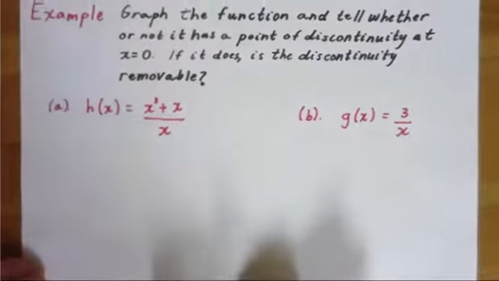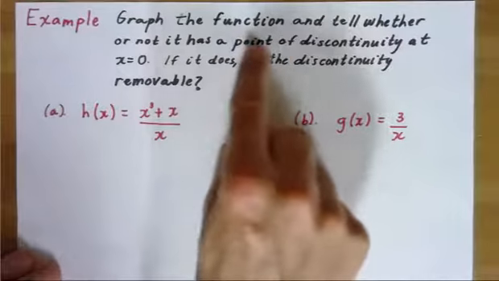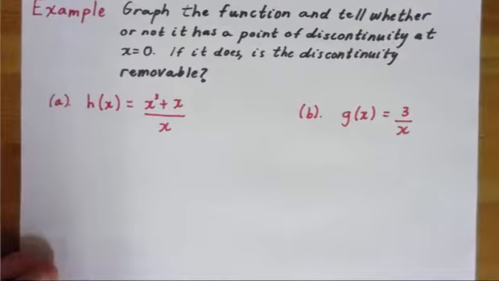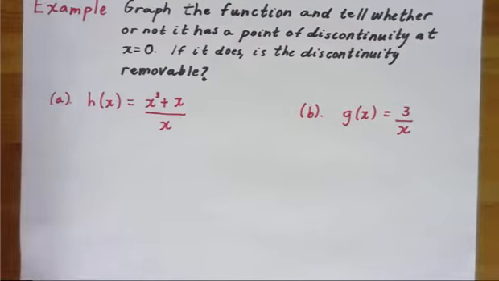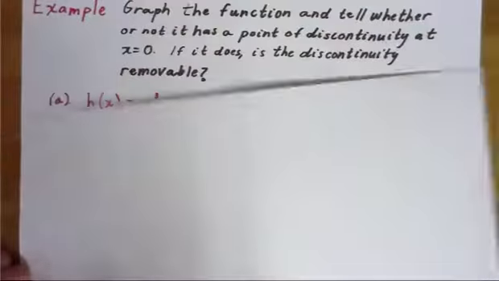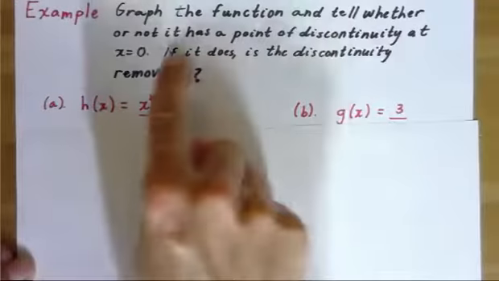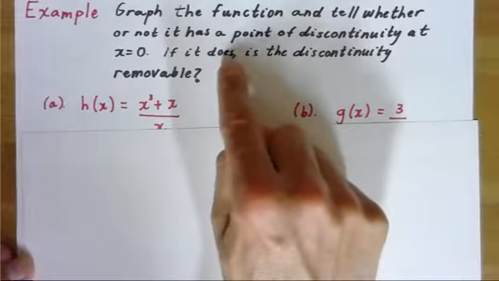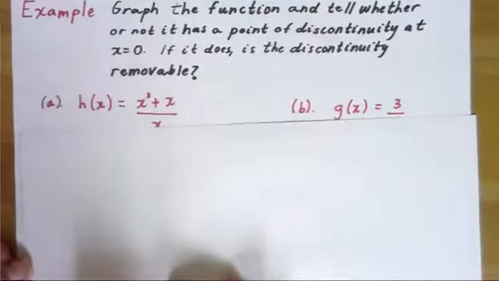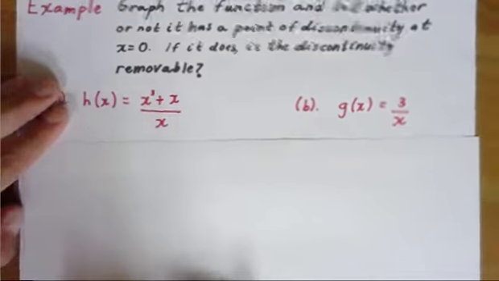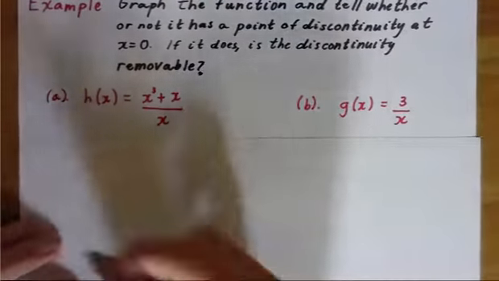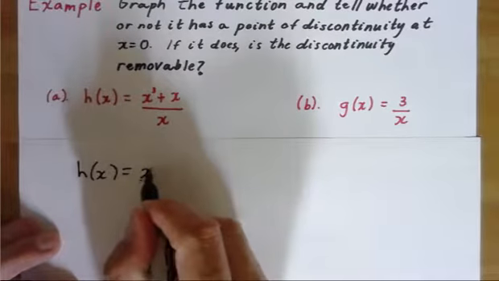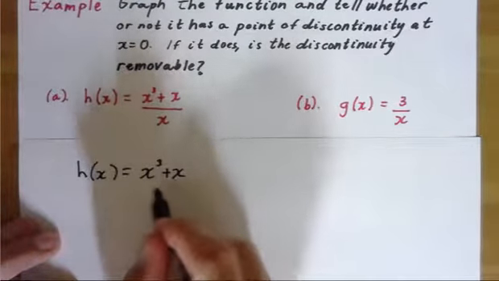An example here, if we looked at, graph the function and tell whether or not this has point discontinuity, okay? And so we can go ahead, if the discontinuity is removable also. So graph the function, tell whether it's point discontinuity at x equals 0. If it does, state the type of discontinuity, if it's removable or not. So if I was looking at h of x, okay, I would simply say h of x is equal to x cubed. Now there's only one term in the denominator, so let's use some algebra here.